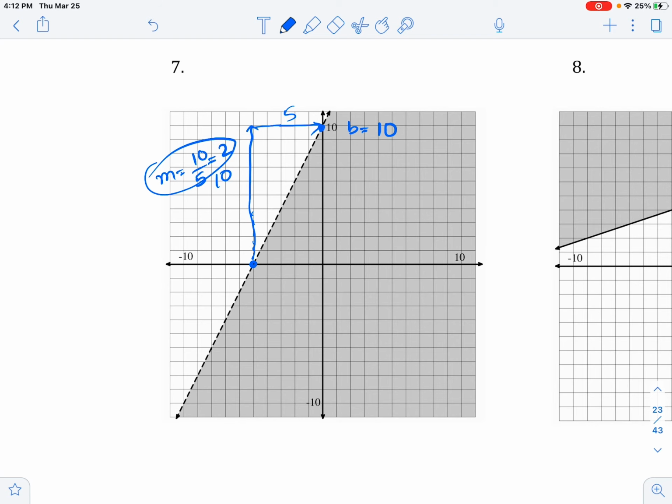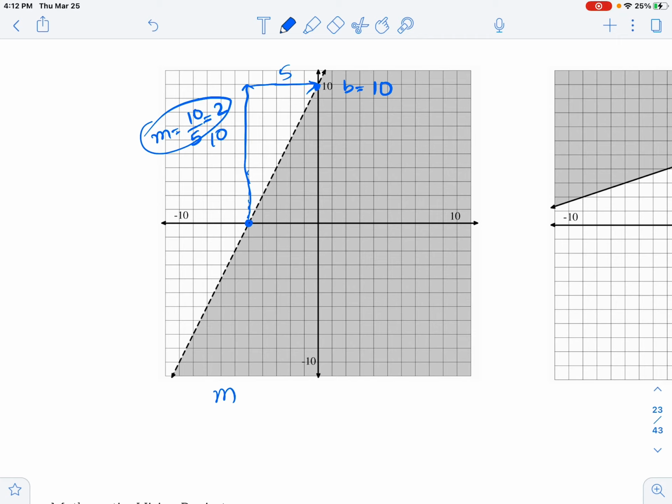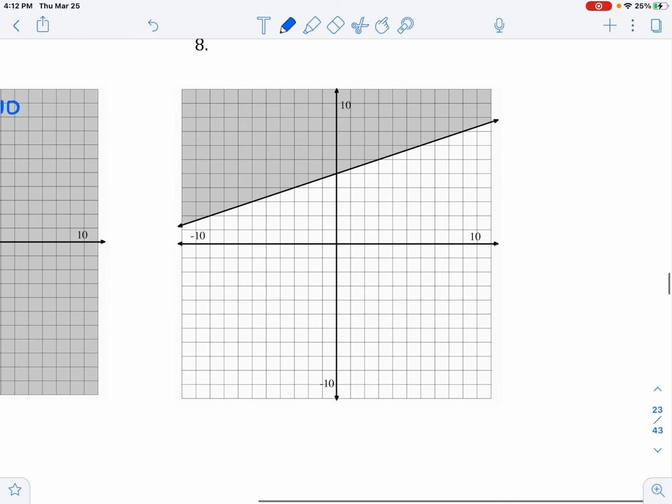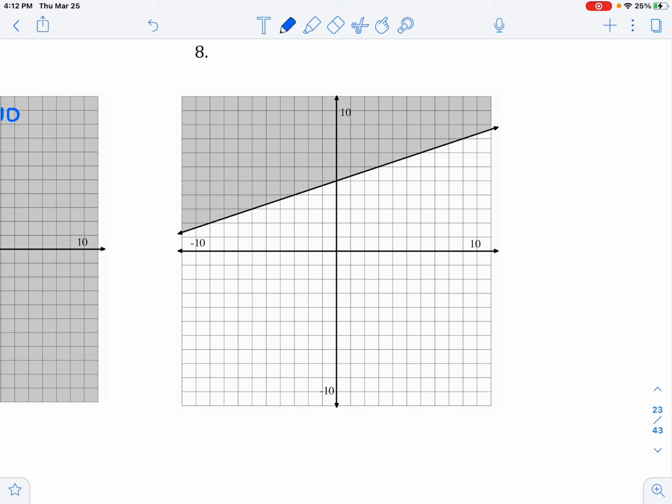That's my slope. When I write mx plus b, y, something has to be here, I don't know, that's a question mark. Y is, m is 2x and b is 10. And now I just look at the location of shading, above or below the y-intercept. This is the y-intercept and it is shaded below that. Below means less than, and it's dashed, so no equal symbol is involved. So that's my inequality.